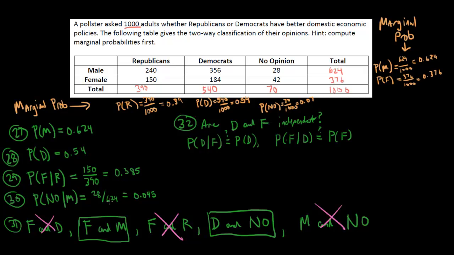Now, it's always useful to see, have we calculated any of this stuff already? Well, yeah, we've already calculated the probability of being Democrat. Actually, I'll just go ahead and do this. Yeah, I'll put a question mark there still. The probability of being Democrat is 0.54.